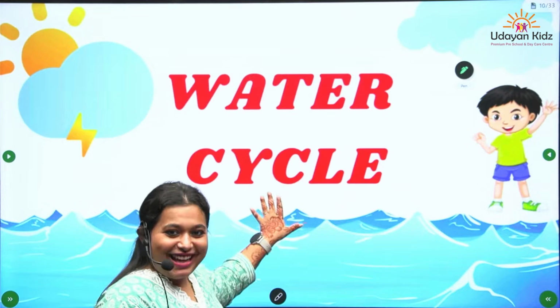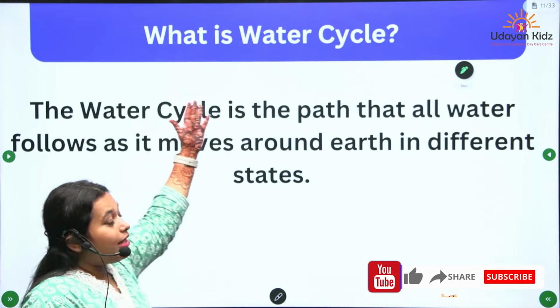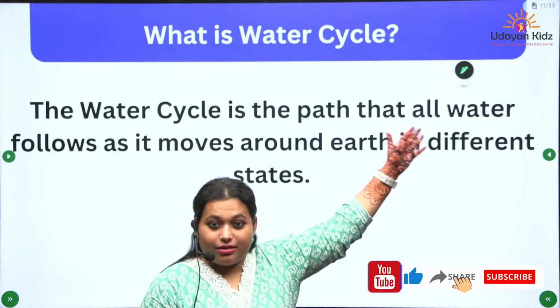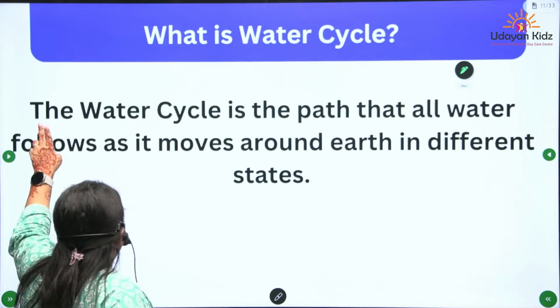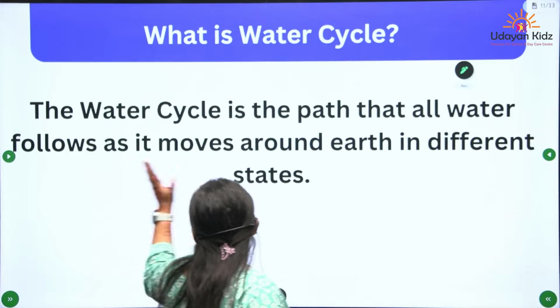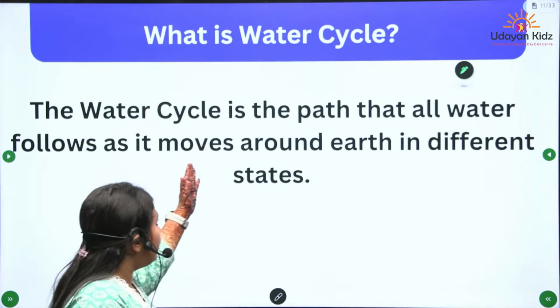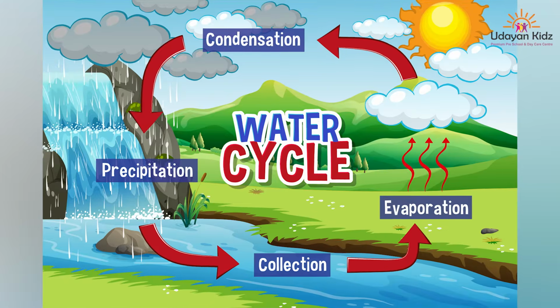Water cycle. Okay, so what is water cycle? The water cycle is the path that all water follows as it moves around Earth in different states.